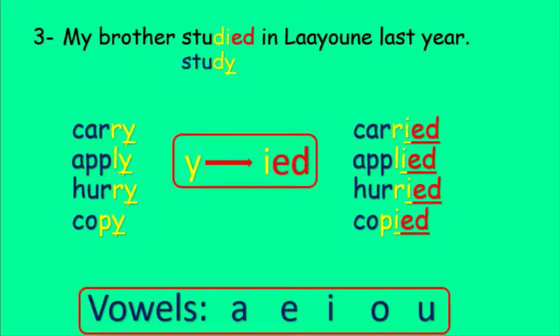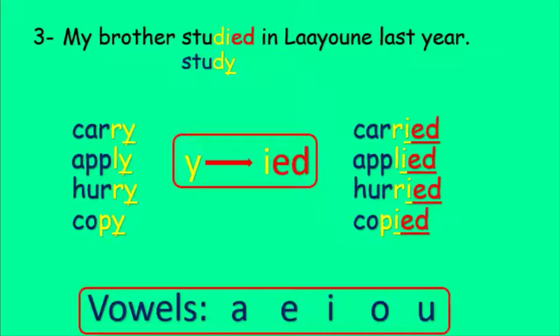Number 3, my brother studied in Lyon last year. The verb here is study. To make the past, we make some changes. So, as you can see, the verb has y at the end, but there is no vowel before y. There is no a, there is no e, there is no i, there is no o, there is no u. In this case, we change the y to i and we add ed.